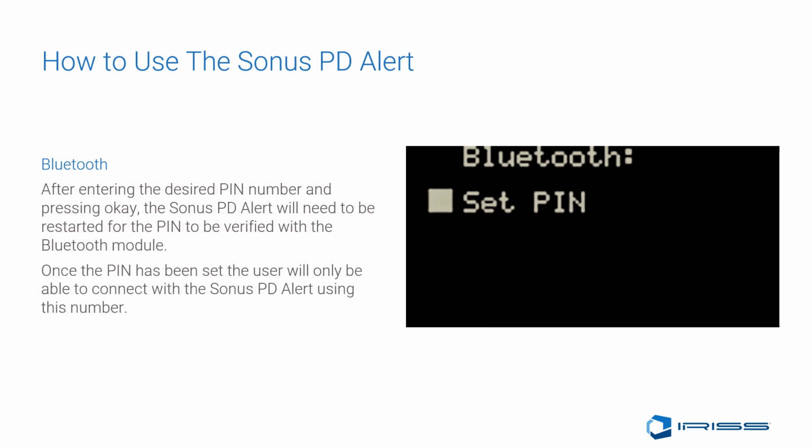After entering the desired pin number and pressing OK, the Sonos PD Alert will need to be restarted for the pin to be verified with the Bluetooth module. Once the pin has been set, the user will only be able to connect with the Sonos PD Alert using this number.